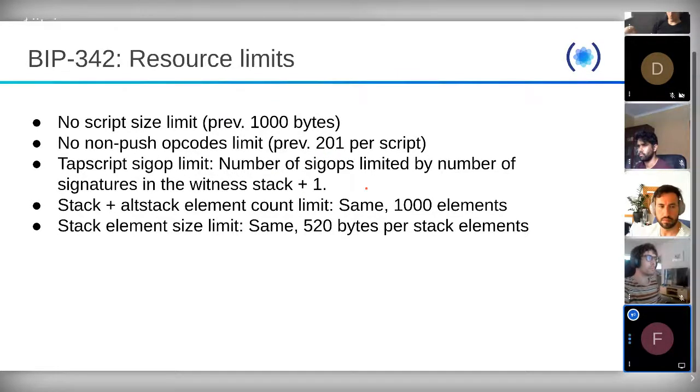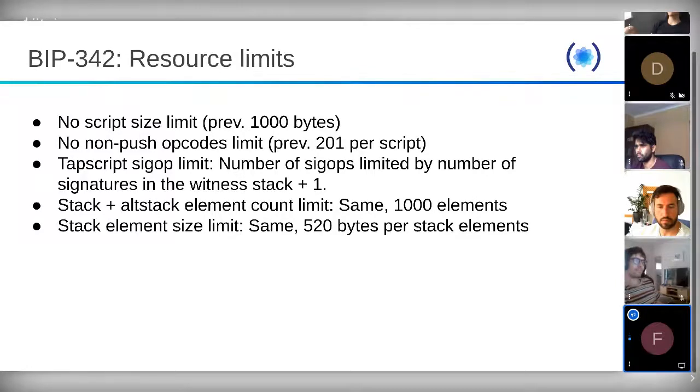There's a Tapscript sigops limit. To avoid consuming too much CPU, the number of signature operations, like signature check, signature add and things like that, is limited by the number of signatures on the witness stack plus 1. The calculation is a bit more complicated than that, but in short, that's the gist of it. So the idea is that if you put 5 signatures on the stack, you can do a maximum of 6 signature operations.